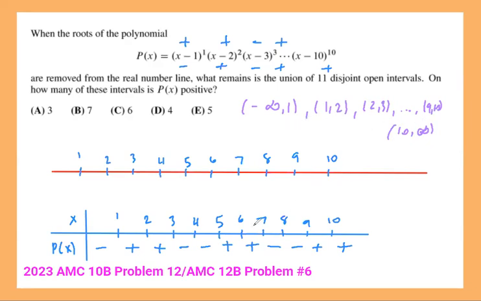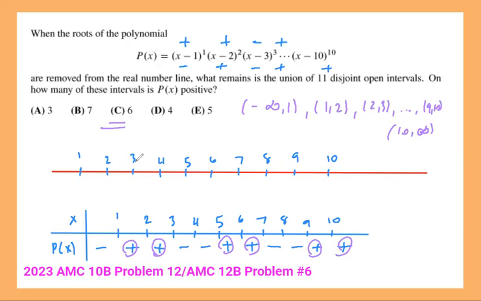So of those 11 intervals, we have one positive right here, one positive right here, one positive right here, one positive right here, one positive right here, one positive right here. So in total, we have 6 of those intervals that have a positive value. So your polynomial will be positive in those 6 different intervals.